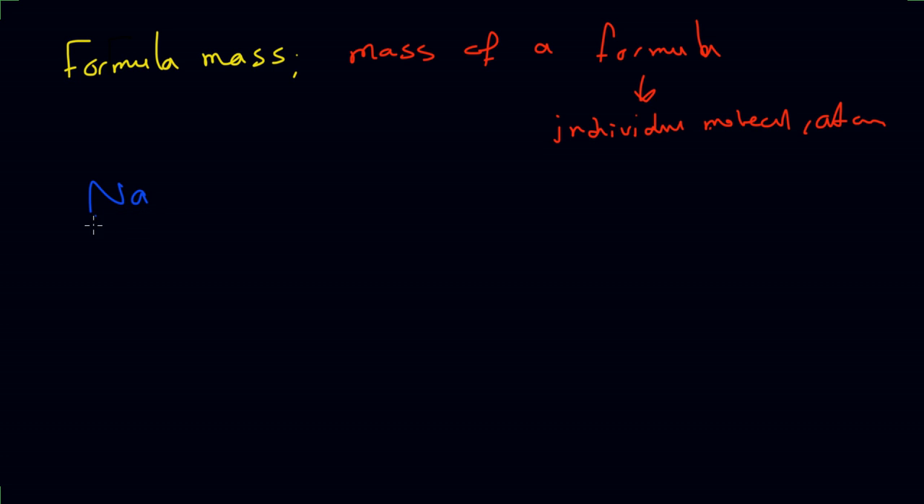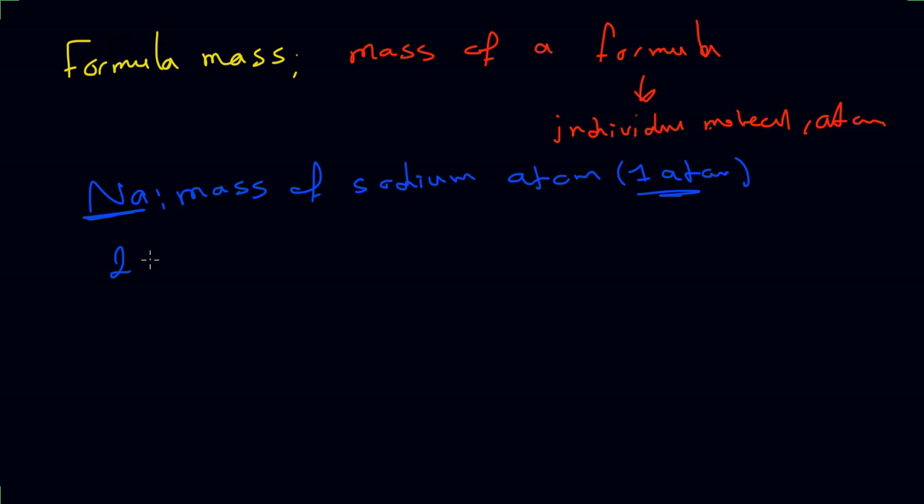Here we have, for example, sodium. This is an atom. What is the mass of this formula, of this sodium atom? I mean by one atom. So the unit for one atom must be very tiny, right? So we use 23 AMU.